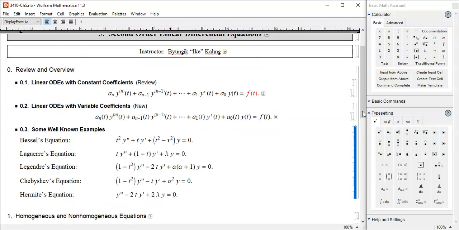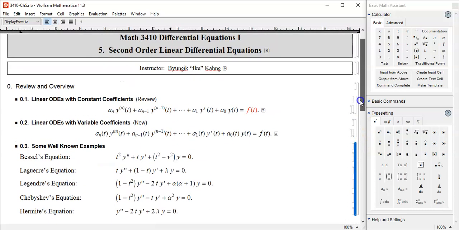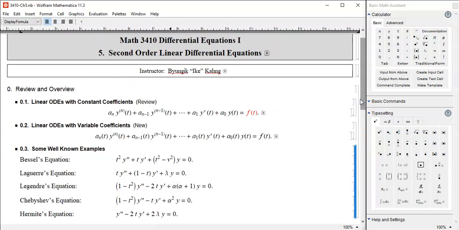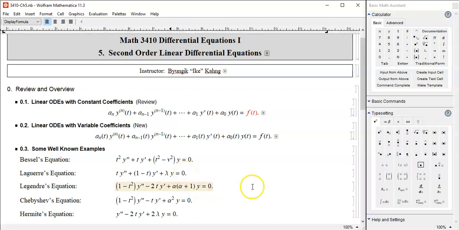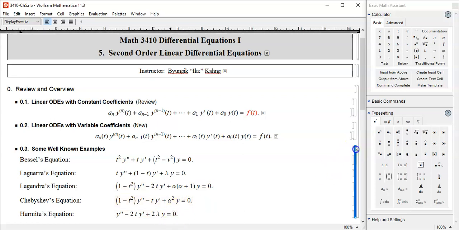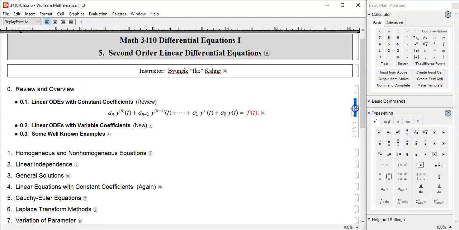By the way, here are some well-known examples. Bessel's equation, which typically shows up whenever you deal with a cylinder. And Laguerre's equation, I'm not exactly sure about that. Legendre equation, and that's something that appears typically when you deal with spheres or balls. Chebyshev's equation, Hermite's equation, they're all well-known equations with some rich history, but I don't think we are going to deal with any of those. Too complicated, as a matter of fact.